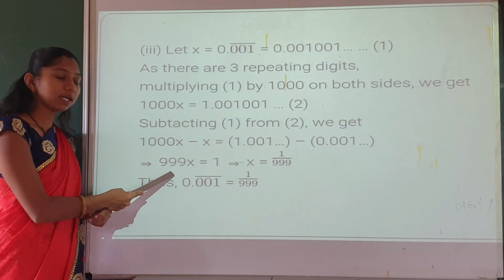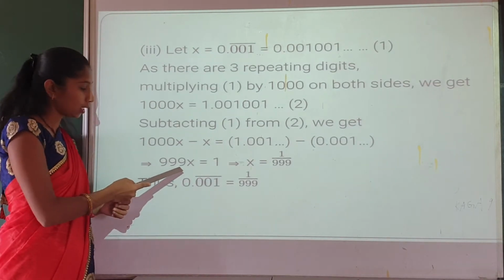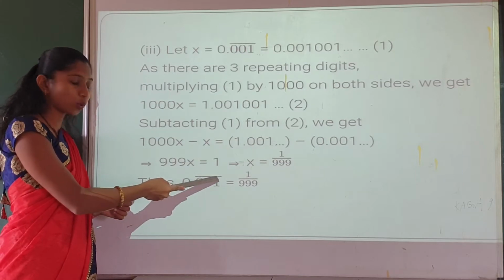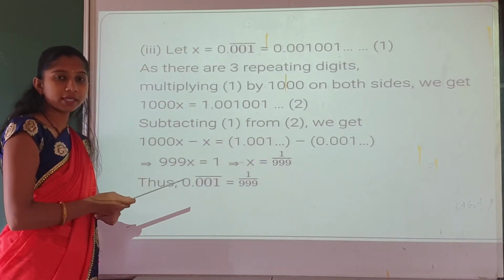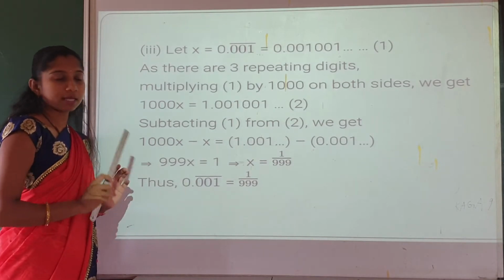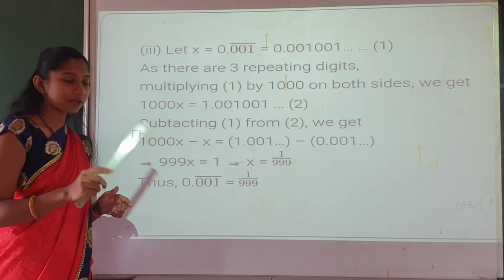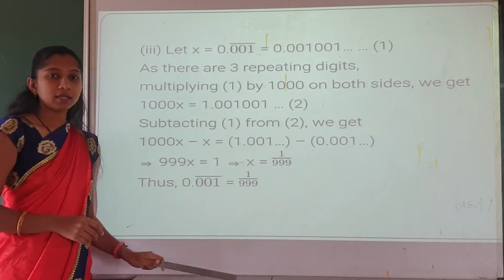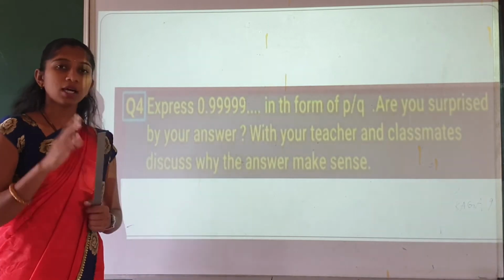Then left side 999 is there, right side 1 is there. Then 999 you take to right side. So the number becomes x is equal to 1 by 999. In this case, 0.001 bar is equal to the rational number 1 by 999. This is about the third problem.